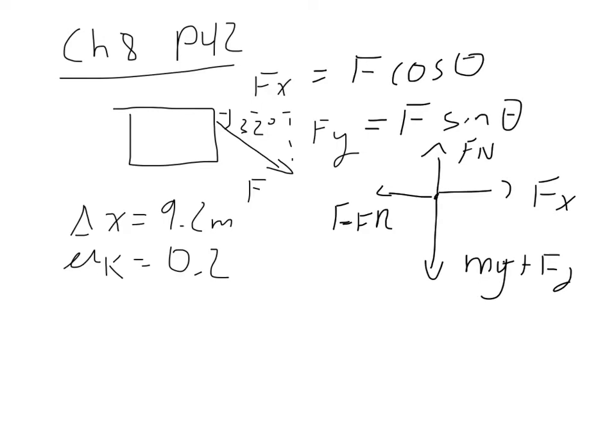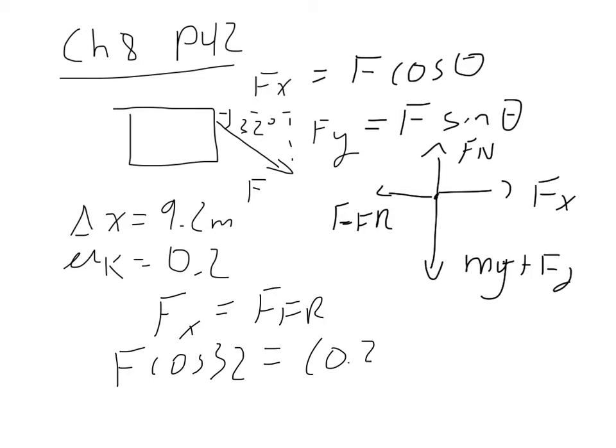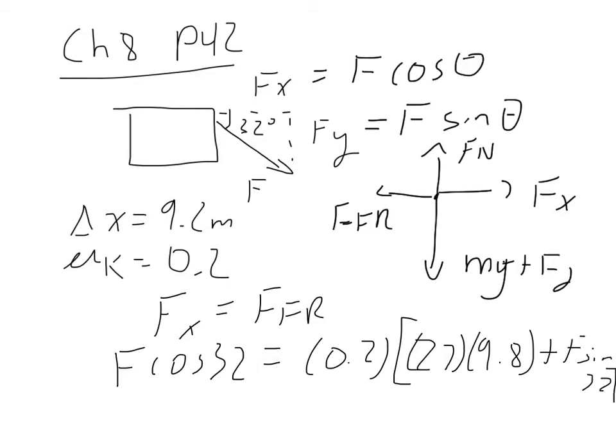Since the block is being pushed with a constant speed, that means that Fx is equal to the frictional force. So I'm going to put that right down here. Fx is equal to the friction. That means that F times the cosine of 32 is equal to, the friction force is going to be 0.2, that's our coefficient of friction, multiplied by the mg, in this case that's 27 times 9.8, plus Fy, which is going to be F sine of 32. Sorry about running out of space there.